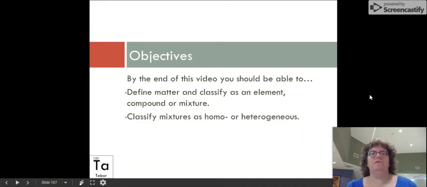Your objectives are twofold. One, you should be able to define what matter is and classify whether it's an element, a compound, or a mixture. Then you should be able to classify mixtures as either homogeneous or heterogeneous mixtures.